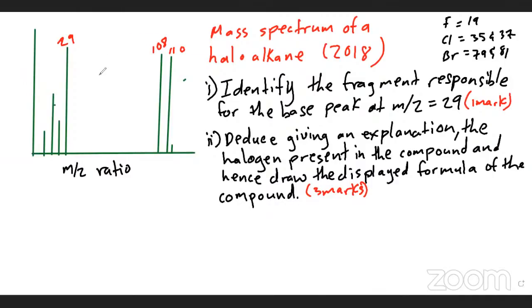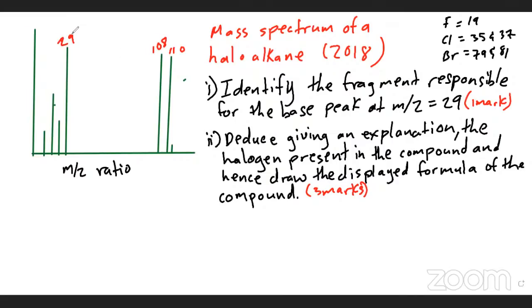Now, a very important thing. By the way, how much carbon is present? If you notice, all of this region is empty. That indicates you don't have a lot of carbons. Because if you had four or five carbons in the compound, you would have had fragments in the 40s or 50s or even 60s. But you notice all of here is empty and just have one at 29. That is a big indication that it's just two carbons present.